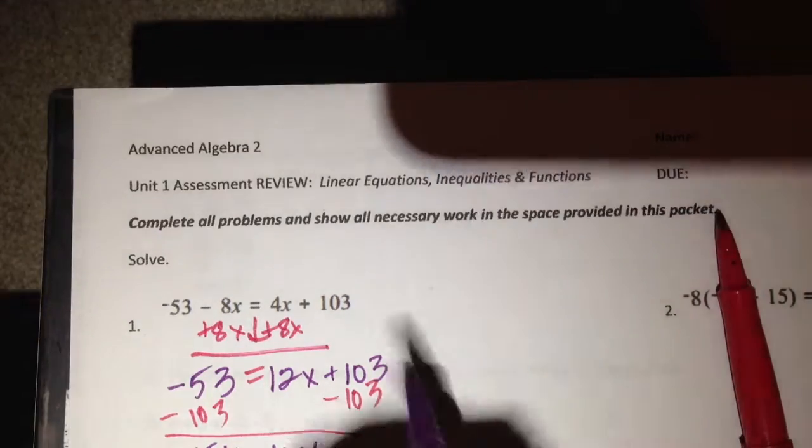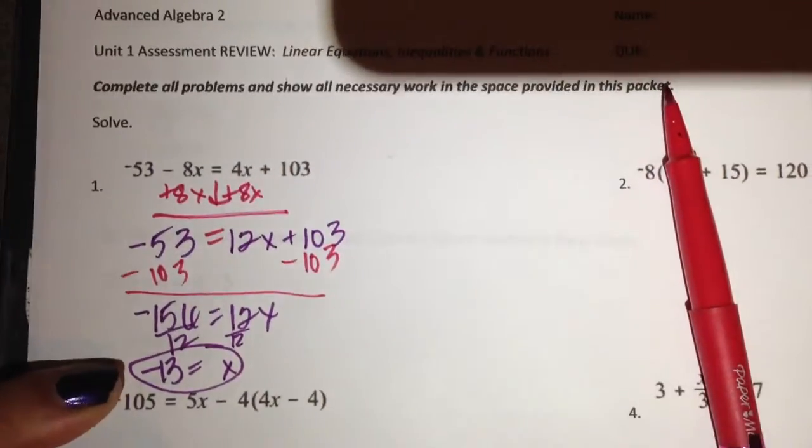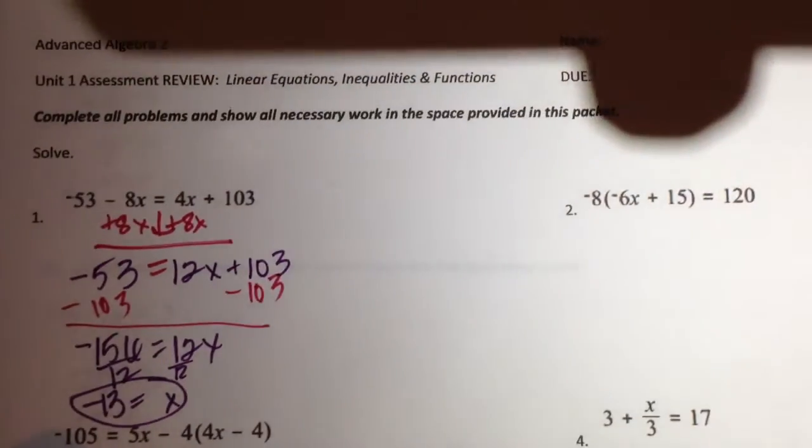You can always plug your answer back in for x into the problem and check your solution. Sorry, I'll try to keep this more on track here.